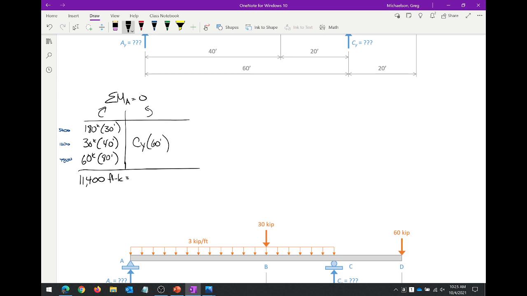All right. So 11,400 foot-kips equals CY times 60. I might not be that good. What's that? 190. Hold on, let me scooch that.